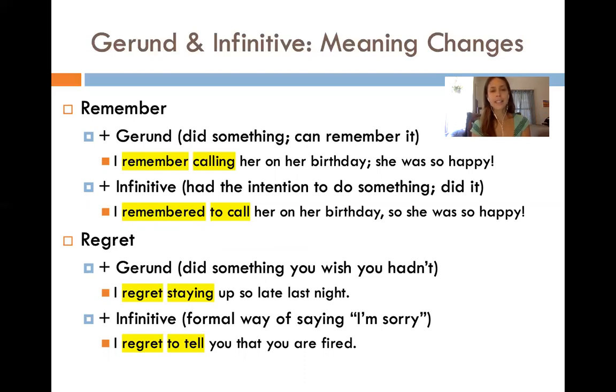Regret plus gerund means you did something you wish you hadn't done. I regret staying up so late last night. Regret plus infinitive is a formal way of saying I'm sorry. I regret to tell you that you are fired.